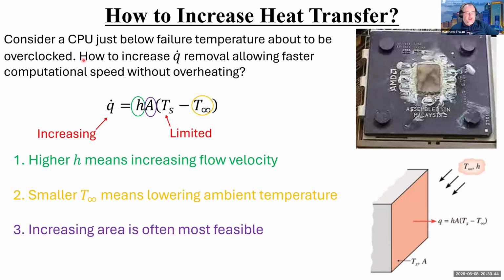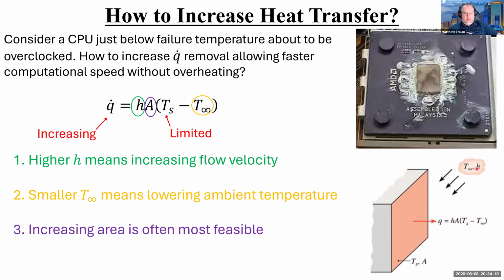But anyway, you always want to ask the question when you're designing a computer or any sort of electronics device, how do you increase the heat removal rate without the thing overheating? In this case, your goal is to enable faster computational speed. So how do you do that without overheating? Well, if you look at what's going on, this surface here in schematic form is meant to represent the surface of the chip.